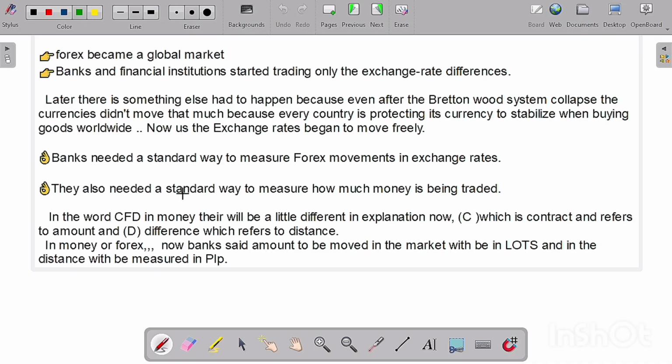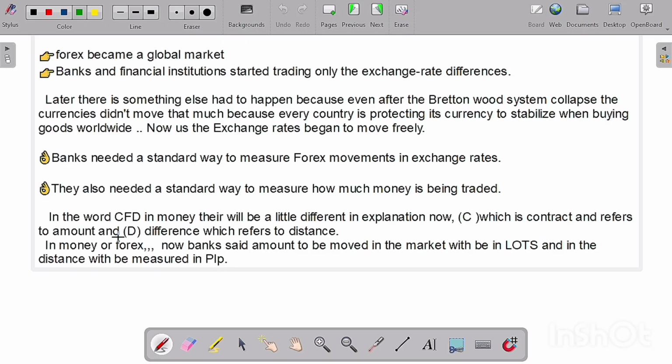So the word lots now will have to represent amount of money, because we are in money now. This system has been taken by banks, as we have been learning. So now the banks said the amount to be moved in the market will be in lots, and the distance will be measured with pips.